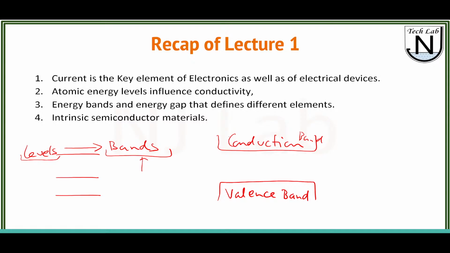In the conductor, these two bands are overlapped. In the insulator, the gap, which is known as the forbidden gap or energy gap, is too large, so no electron can jump from the valence band to the conduction band. But in a semiconductor, this gap is medium level, and by providing some external energy, some of the electrons can move to the conduction band, and then they can be involved in current, right?